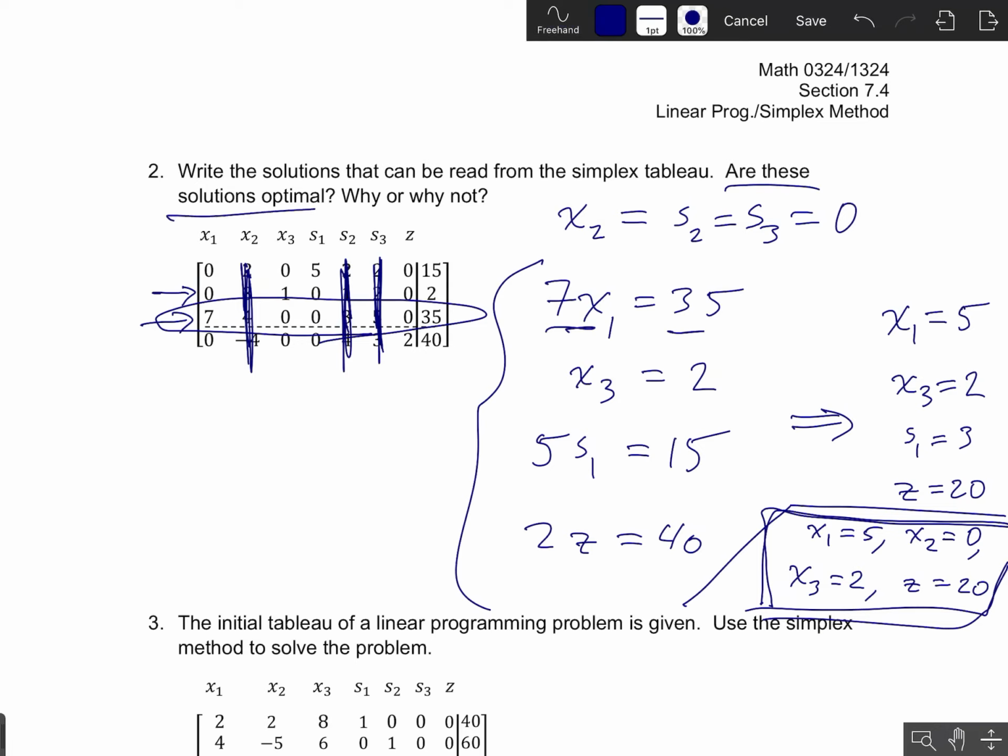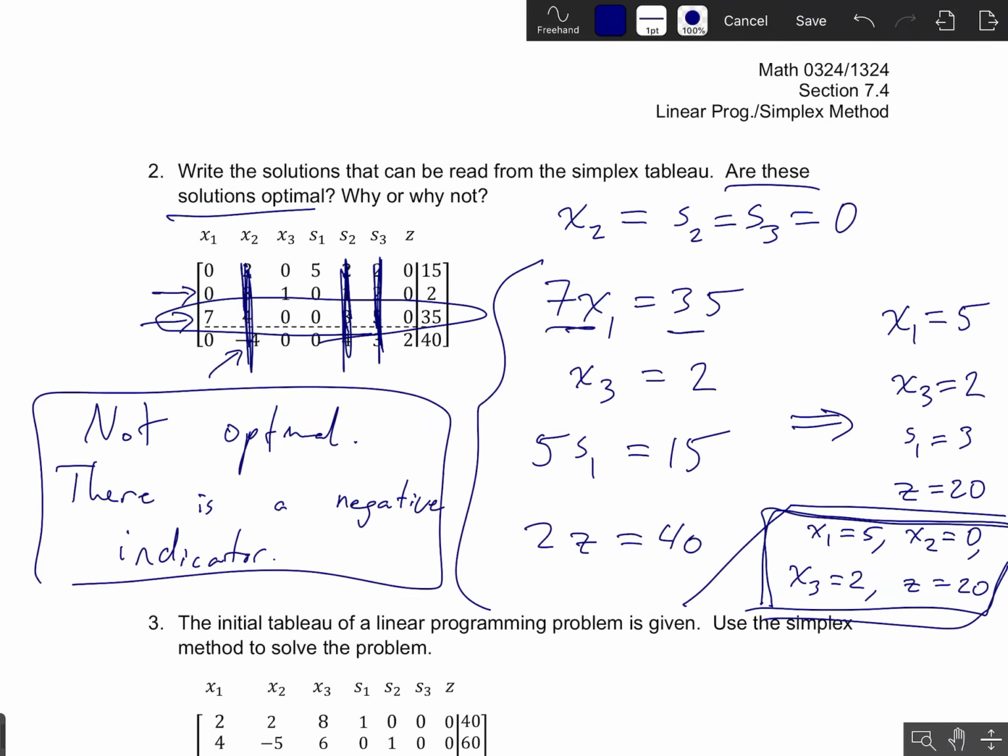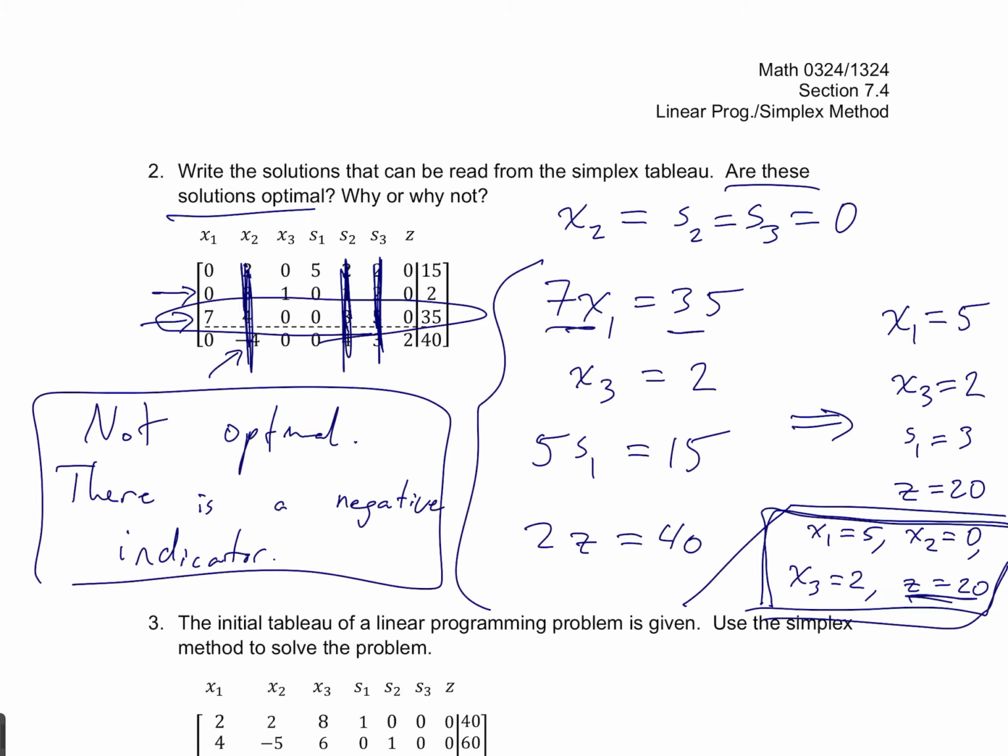And then lastly, to answer this question, are these solutions optimal? The answer is no, these solutions are not optimal. I've sort of covered it up, but there is a negative indicator here. There's a -4 as the indicator. And therefore, this solution that we've just read off would not actually represent the optimal z value. So we should be able to do better than z equals 20. And in our next video, we'll talk about how to go from this matrix to a matrix that has a better z value.